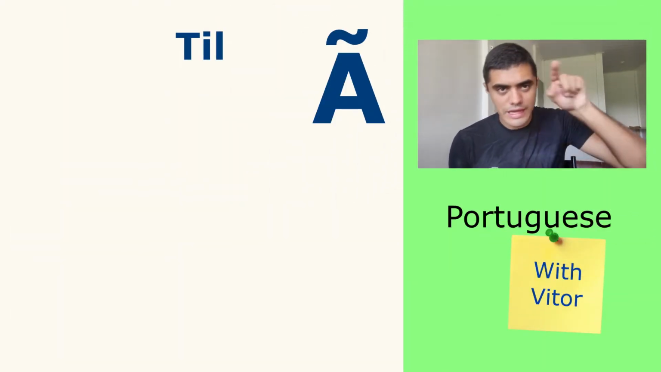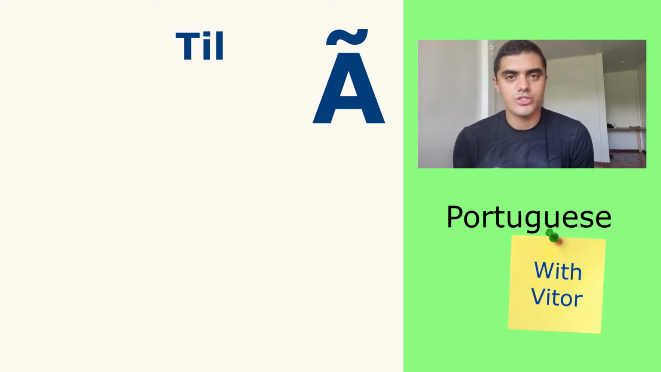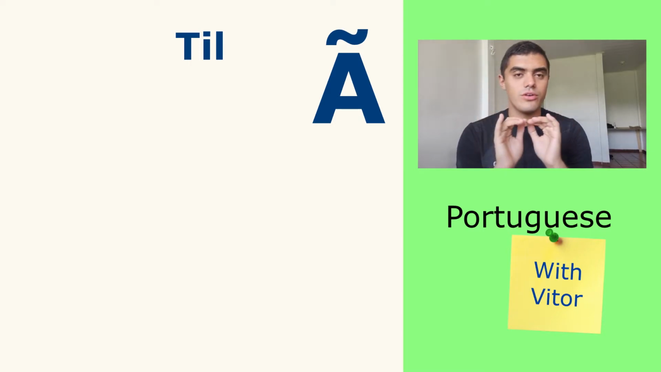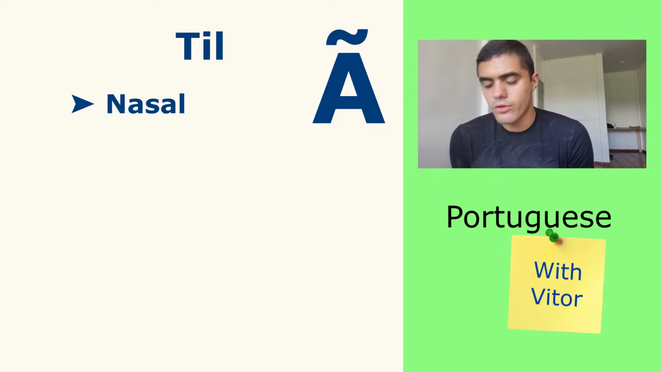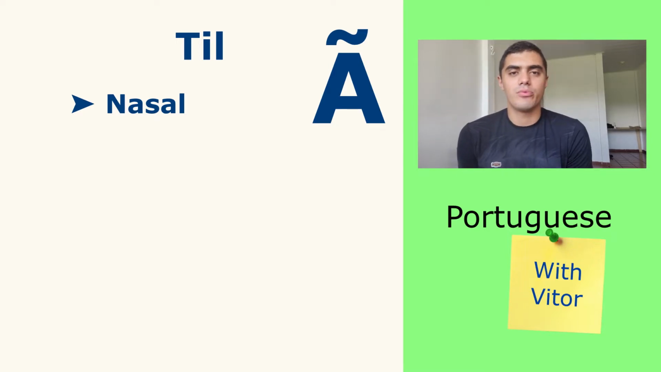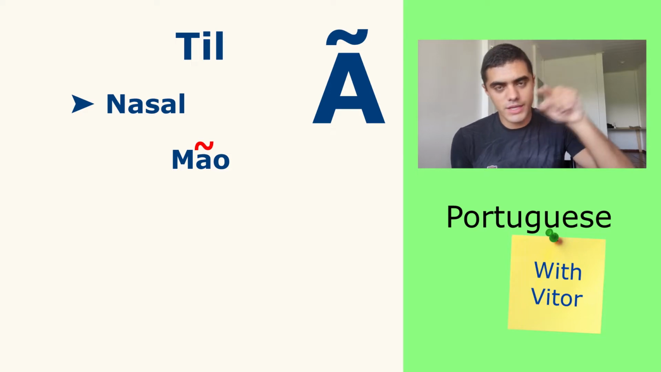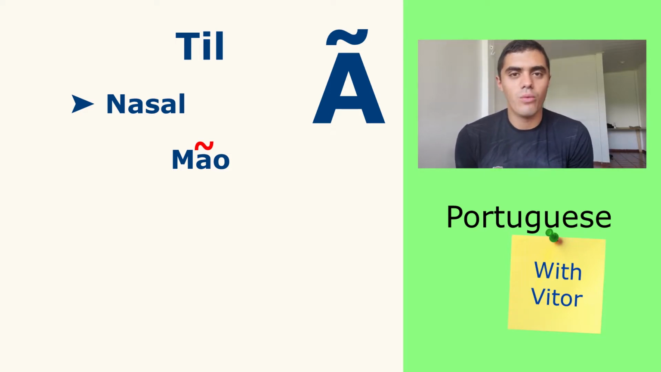It's that little squiggle on the letter. So this accent is only used for one thing, to create a nasal sound in a word. For example, the word hand in Portuguese is written mão, and it's said mão. Then we must place the til accent on it. Without the accent, it would be wrong.